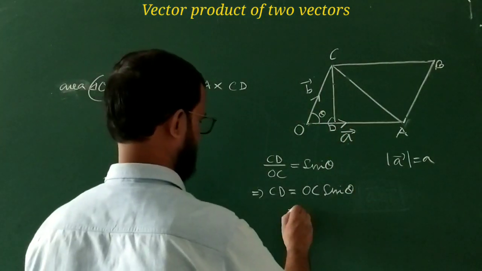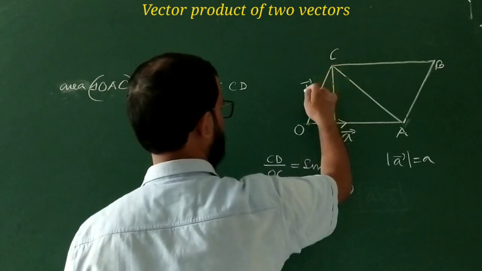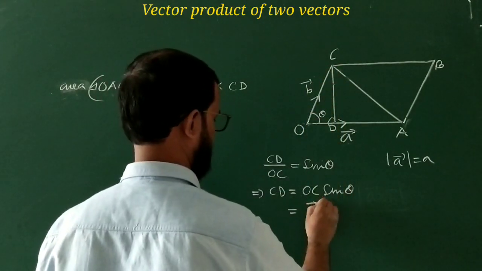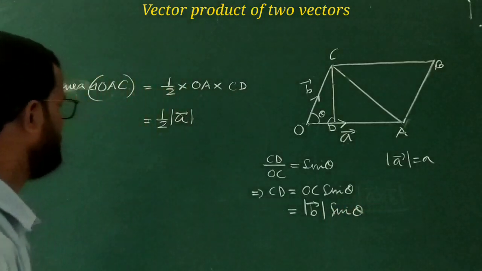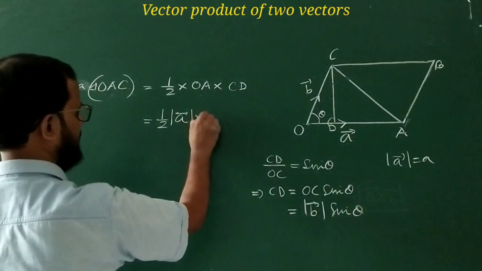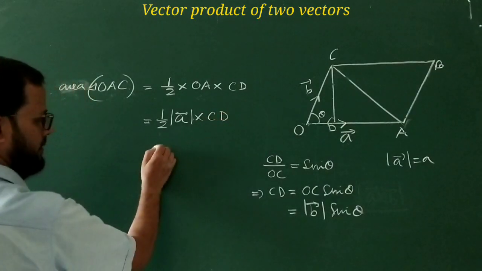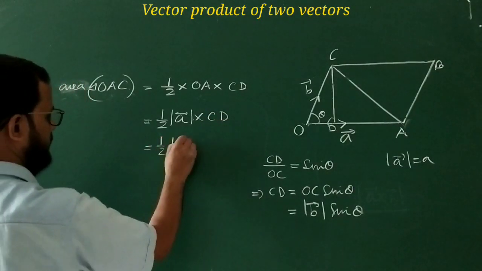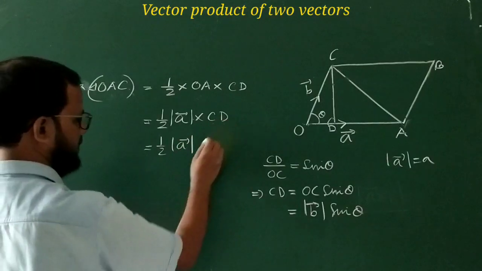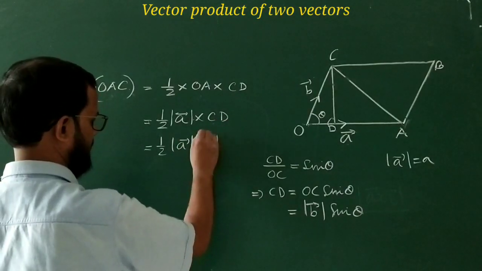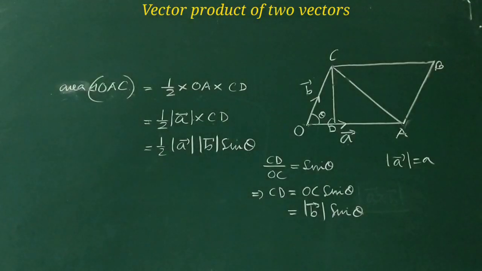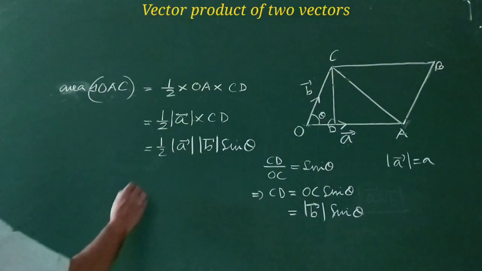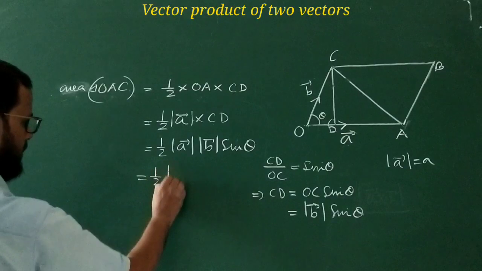And what is OC? OC is equal to the magnitude of B vector times sin theta. So from this relation, you see this is CD. And CD can be replaced by the magnitude of B vector into sin theta. And which can be written as half into this.